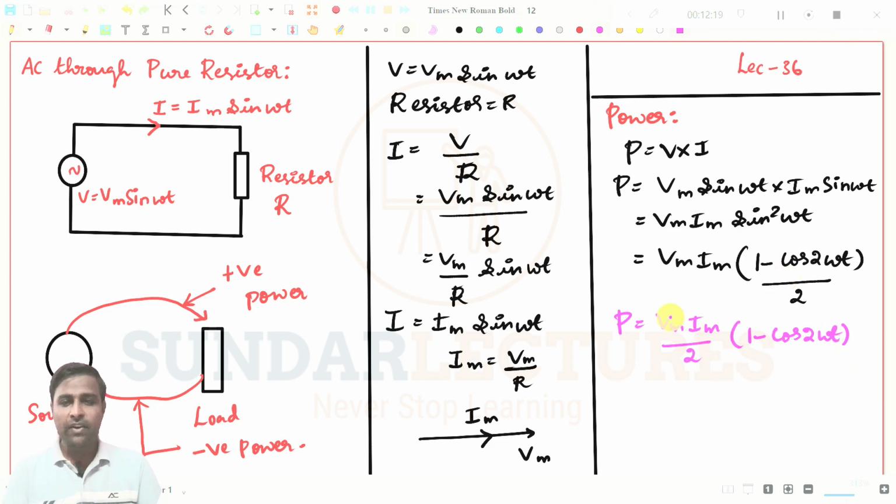And if I want to get the average power, let me do one thing. I just want to draw the graph and I need to substitute the omega t values. Try to understand, so that you can easily understand how power is delivered in this particular circuit, right? What we do now, we substitute omega t values and we try to draw the graph.